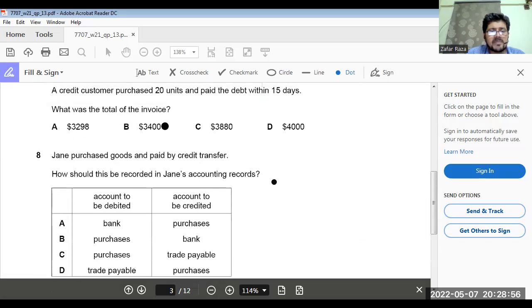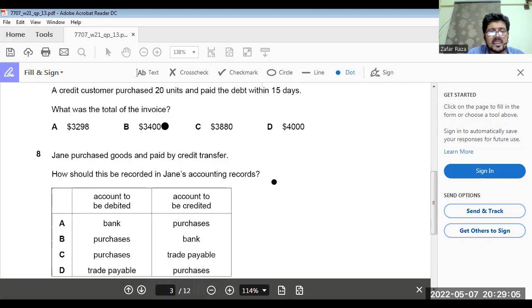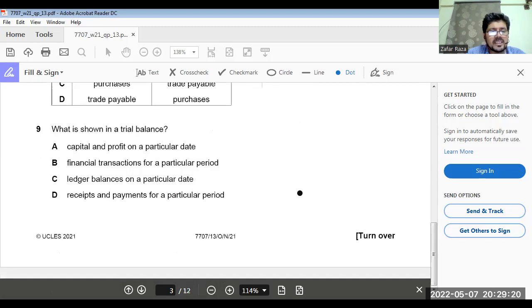Okay. Jane purchased goods and paid by credit transfer. How should this be recorded in Jane's accounting record? If she is paying by bank transfer, it means B option should be the answer. Purchases debit and bank credit. Getting my point clear? Question number 8. What is shown in the trial balance? Trial balance is basically the ledger balances on a particular date.